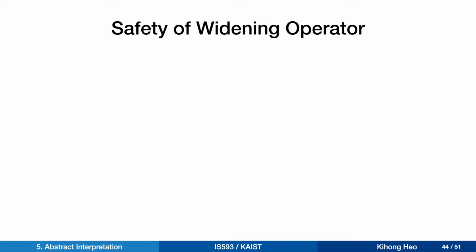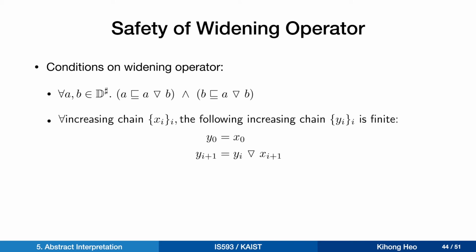And then, what are the requirements for widening operators? There are two conditions that a widening operator must satisfy. The first one is that the widening result of two elements should be larger than or equal to the input element. Intuitively, that means that widening is an over approximation of join. And the next condition is that for all increasing chains X, the following increasing chain defined using widening should be finite. That is the next condition.